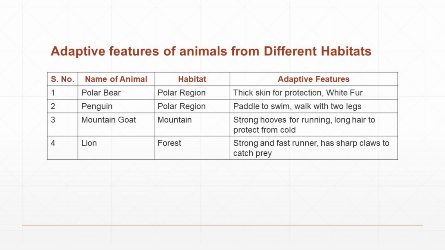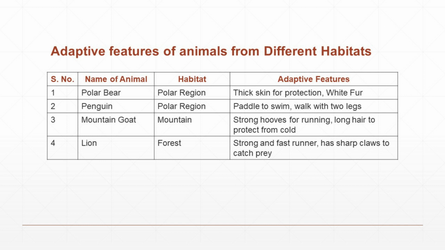Next, let us know some more animals like polar bear, penguin, mountain goat, lion. What type of adaptations do they have? First, let us know about the polar bear. The polar bear lives in the polar region. These are the adaptive features it has. Polar bears have thick skin for protection and white fur.